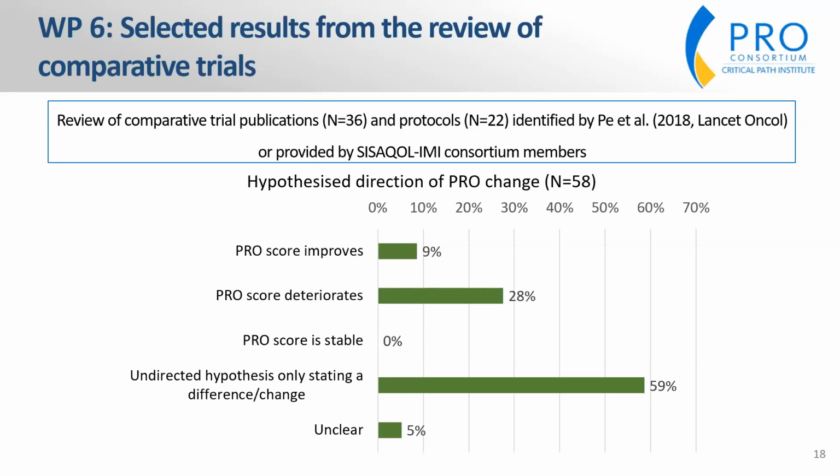In total, we analyzed 36 trial publications and 22 protocols, all of them making reference to clinically meaningful change in one way or the other. Here, a basic overview on the directions of change of the PRO domains. We would note that in 60% of the trials and protocols analyzed in this review, there was no specific hypothesis on improvement or deterioration for a specific PRO domain. In about 28% of the trials, there was a direct hypothesis focusing on deterioration of a specific PRO domain, and only 9% this hypothesis would focus on improvement.